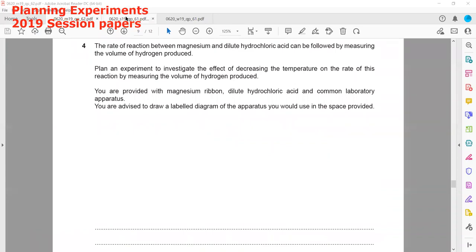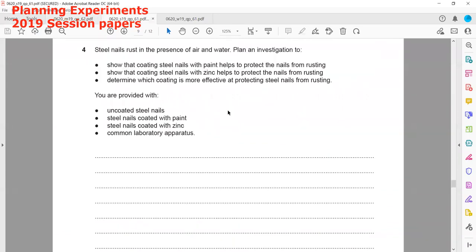The last question is planning of an experiment, from the June session. A steel nail rusts in the presence of air and water. We have to plan an investigation to show that coating a steel nail with paint helps to protect the nail from rusting, show that coating the steel nail with zinc also protects the nail from rusting, and determine which coating is more effective at protecting the steel from rusting.